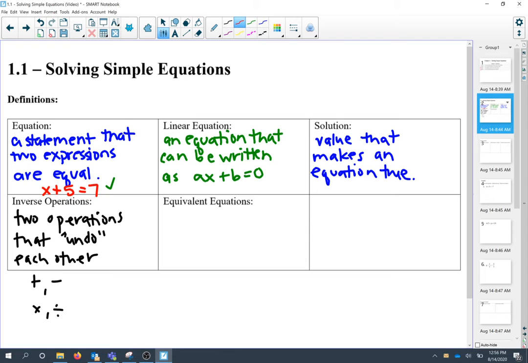And then last but not least for our definitions, equivalent equations are equations with the same solutions. So if one equation has a solution of 2, and you have another equation with a solution of 2, then those are equivalent equations.